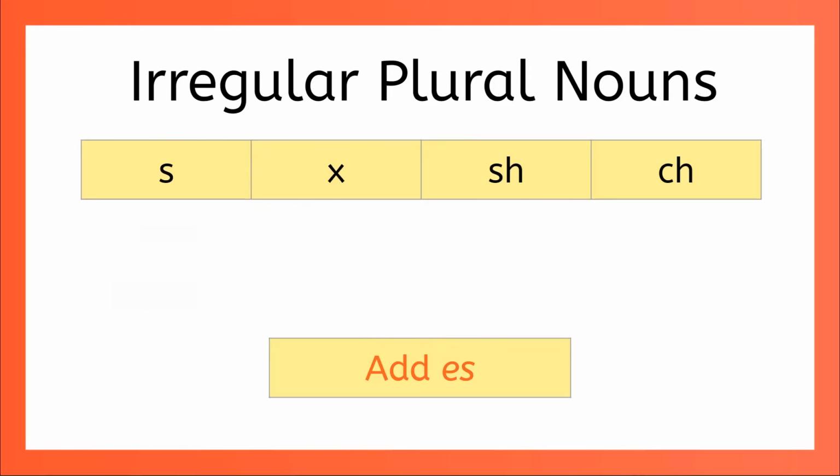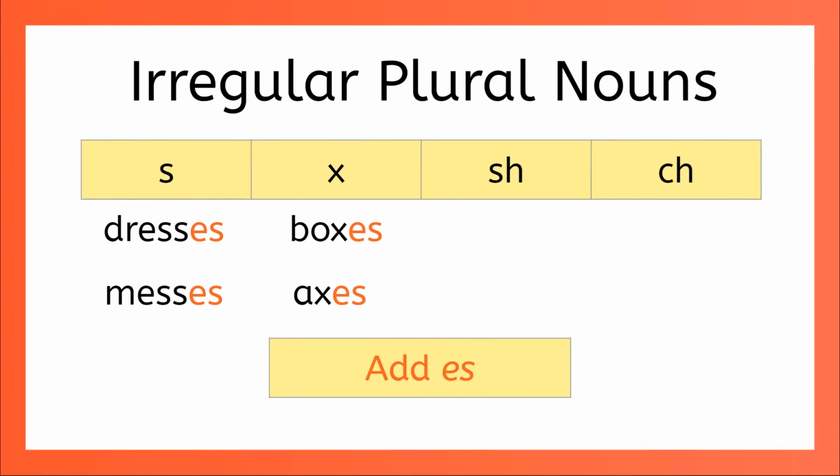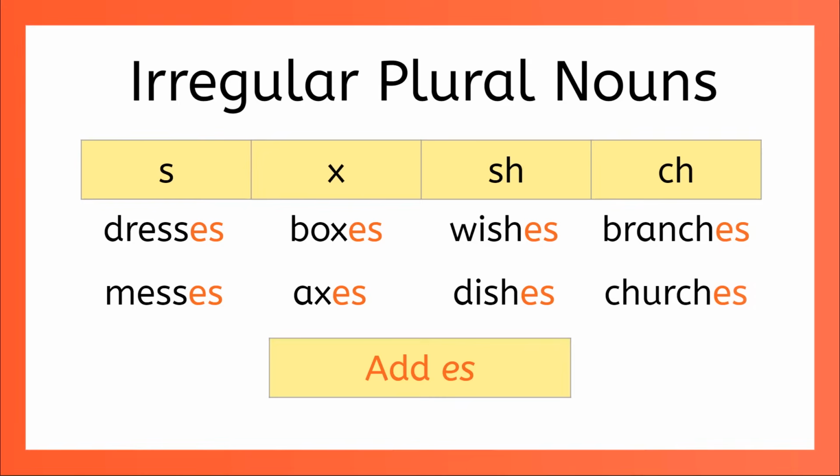So words like dress and mess become dresses and messes when there are more than one. Box and axe become boxes and axes. Wish and dish become wishes and dishes. And the plural form of words like branch and church are branches and churches.